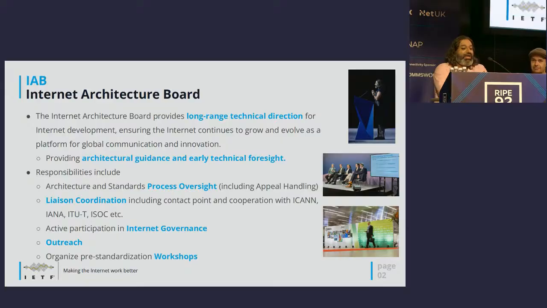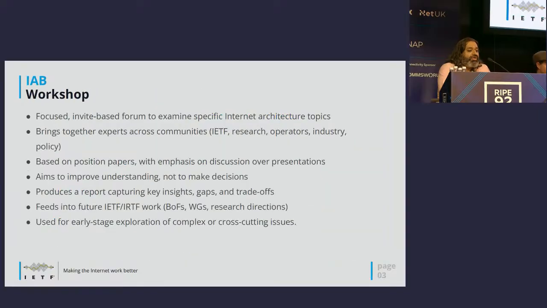So let's start. For those who missed the BOF, this is just a quick introduction of what the IAB does. We are the body that provides long-term technical directions. We want to make sure that the internet continues to grow and evolve and that the architectural guidance and technical foresight is there. One of the things that we do is pre-standardization workshops. While the IETF is focused on drafts and RFCs, a workshop is a way for us to have a much longer focused conversation, sometimes over multiple days, and we can go deep.